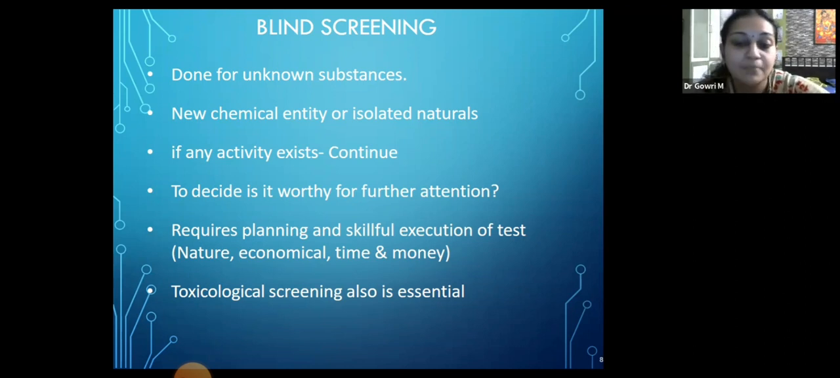It very much requires planning and skillful execution. Nature, economics, time, money, etc. Everything has to be looked into. Toxicological screening is also necessary.